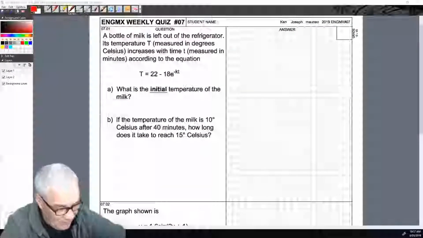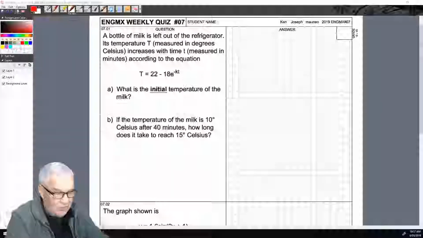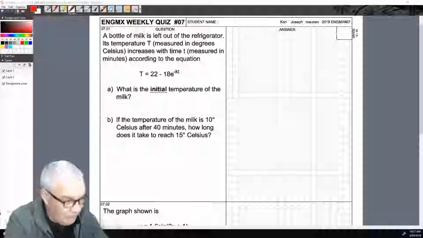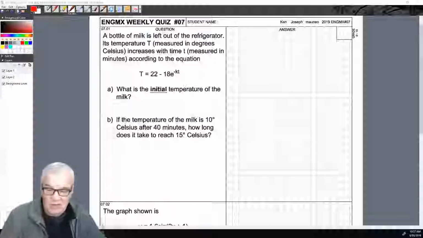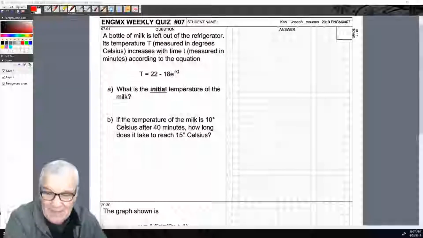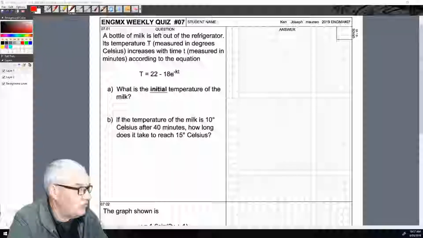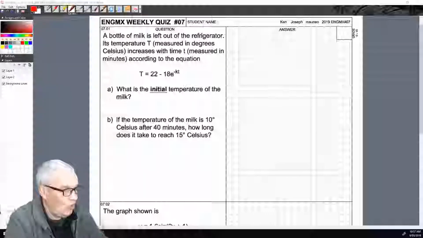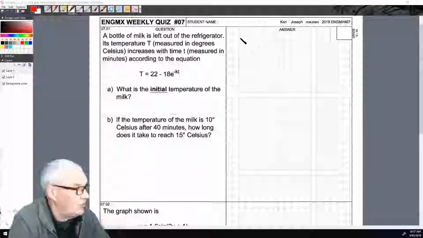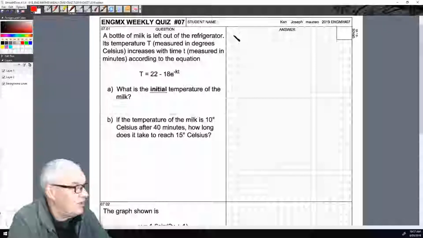And here we have quiz 7, and a bottle of milk is left out of the refrigerator, and its temperature will increase. Obviously it's cooled in the refrigerator, it'll get hotter. Its temperature will increase following this equation here. And initially your first job is to find out what is the initial temperature. So that is the temperature when T equals 0.